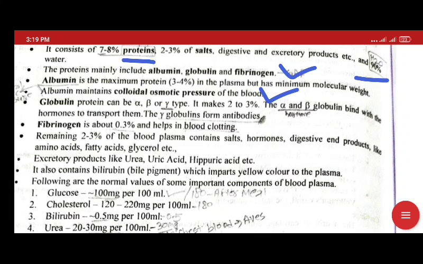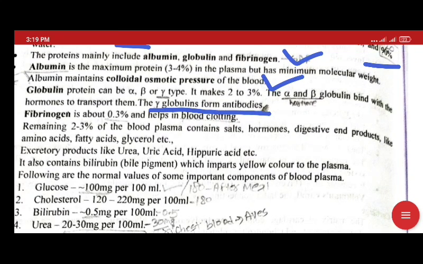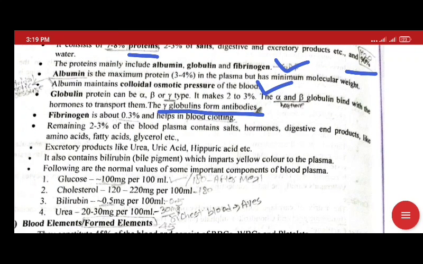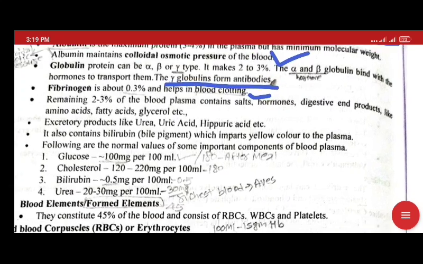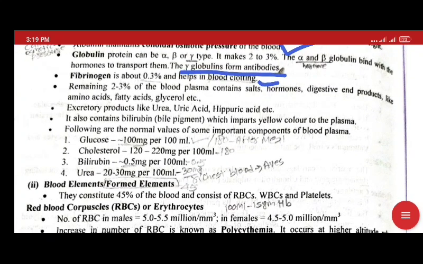Now the other is globulin. Gamma globulin is called immunoglobulin or antibody. Alpha and beta are for binding in protein basis. Also we have fibrinogen, which helps in blood clotting.